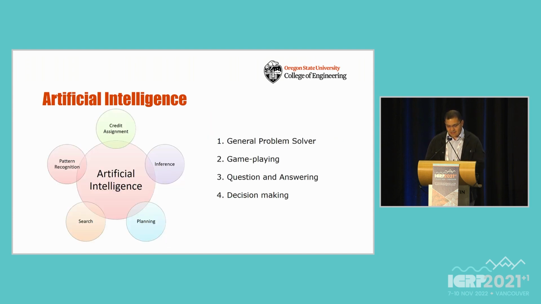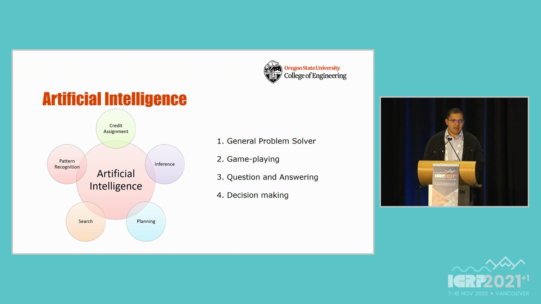To narrow down, AI is a very broad topic. There are five fundamental subfields here. You have search, planning, credit assignment, inference, and then pattern recognition, which a lot of people typically refer to as machine learning.